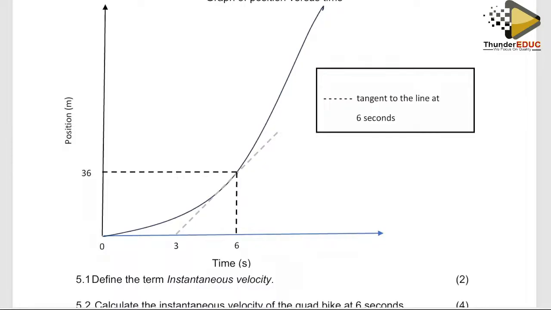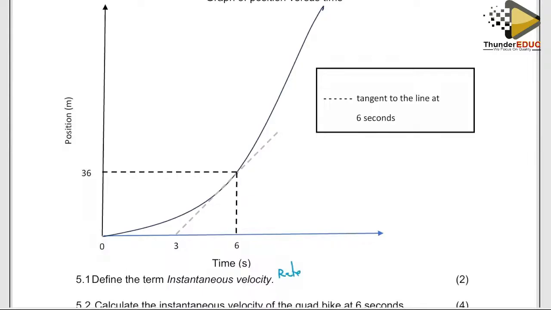Then you are asked to define the term instantaneous velocity, which is the rate of change of position, right? So it is defined as the rate of change in position. So this is my instantaneous velocity, right?